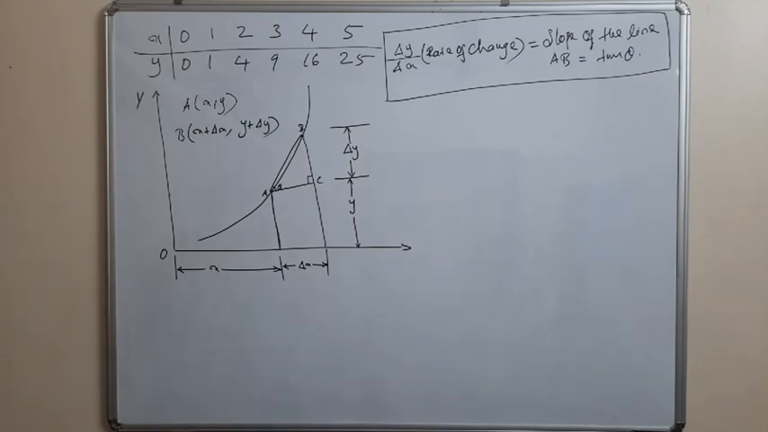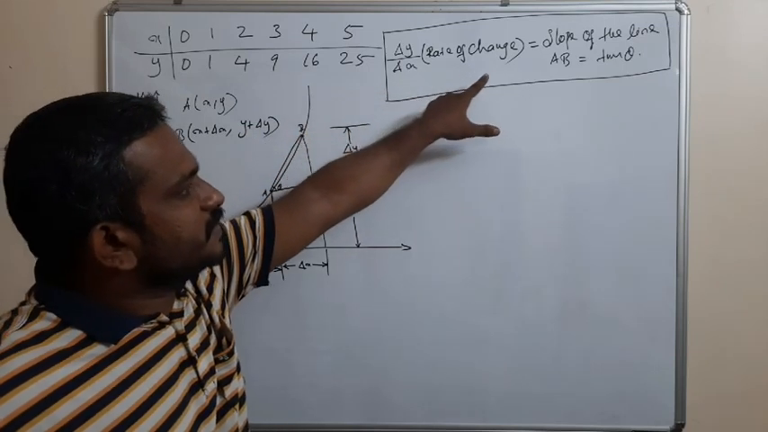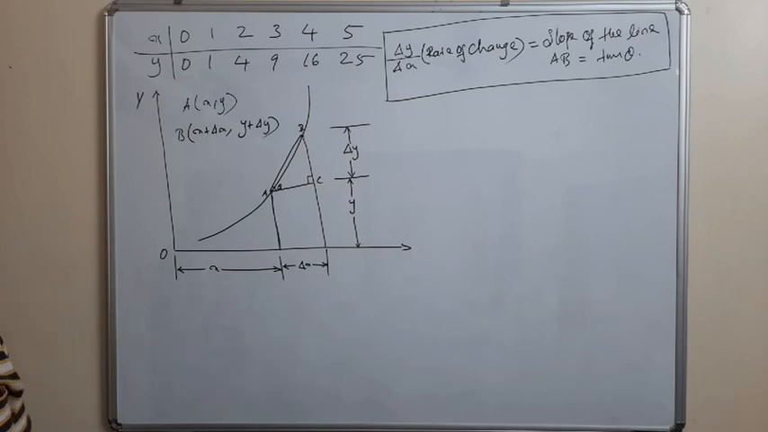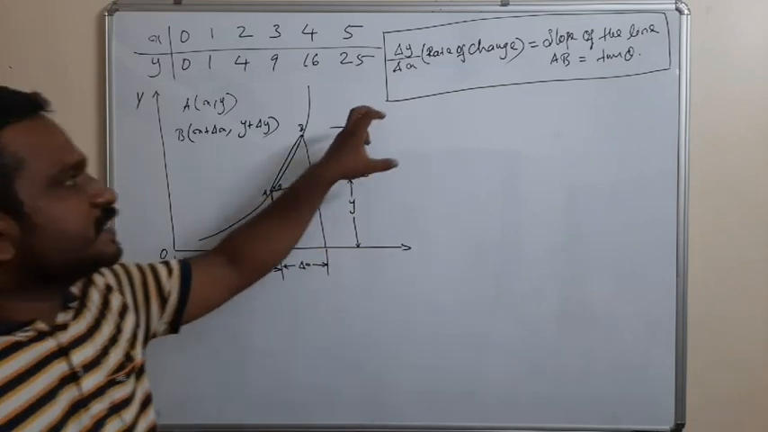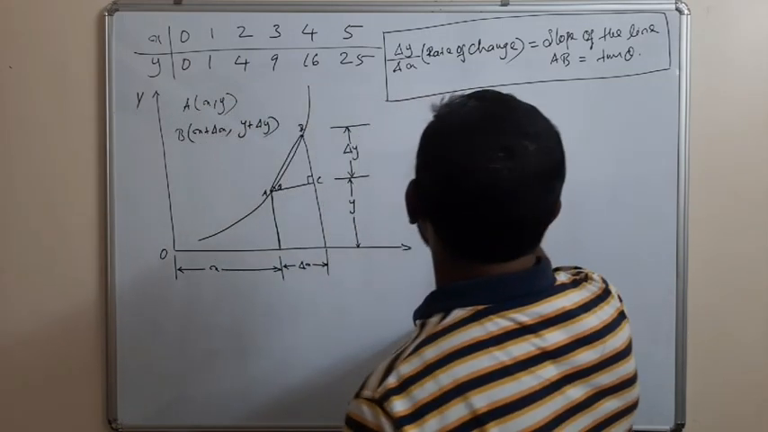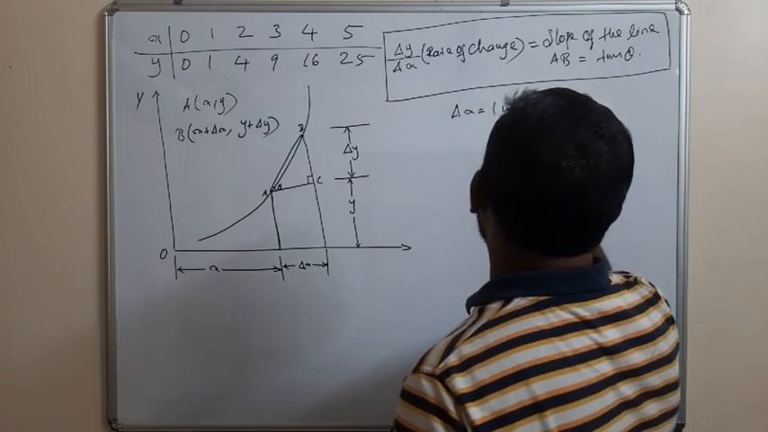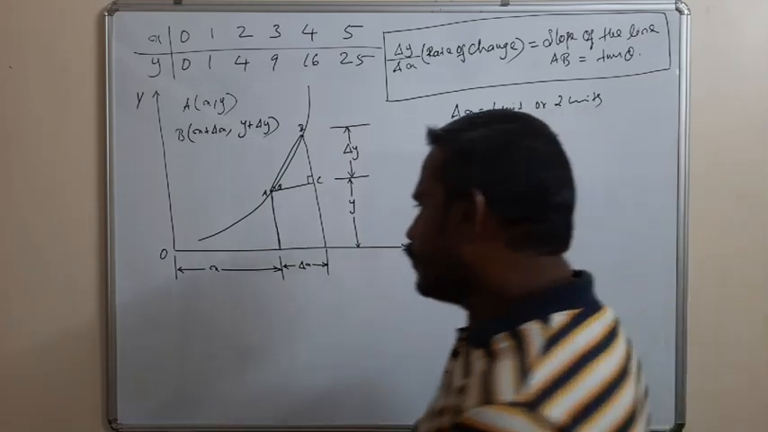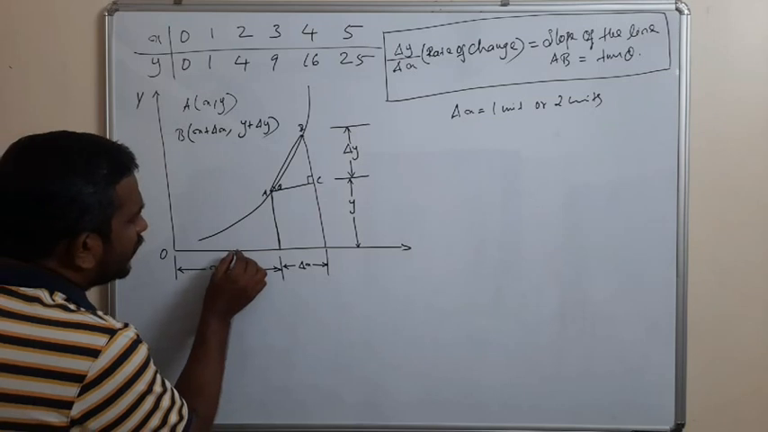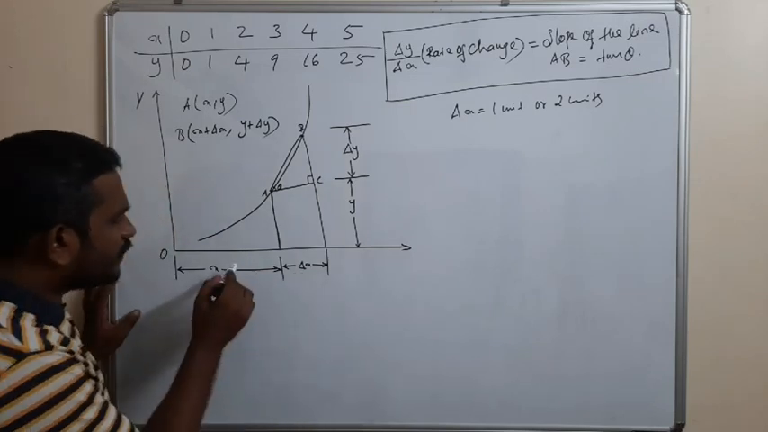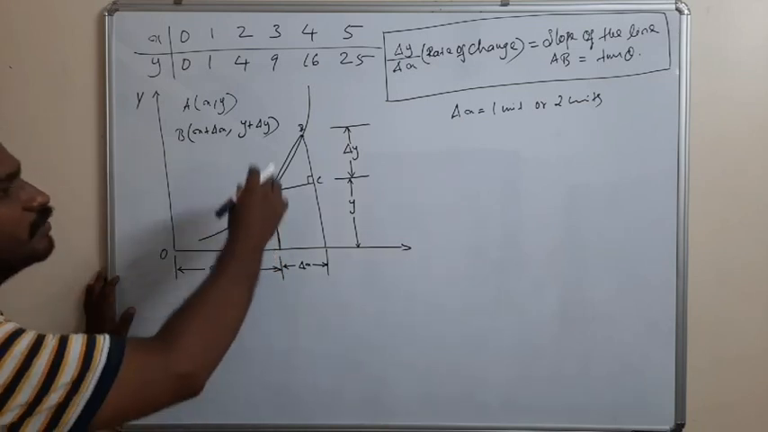But delta y by delta x, the rate of change, equal to the slope of the line AB, equal to tan theta, is it a precise rate of change? No. This is the rate of change within an interval, that is delta x. Suppose delta x is equal to 1 unit or 2 units. It is also a very great interval. If you closely observe the graph, for each and every value of x, the y value is varying.